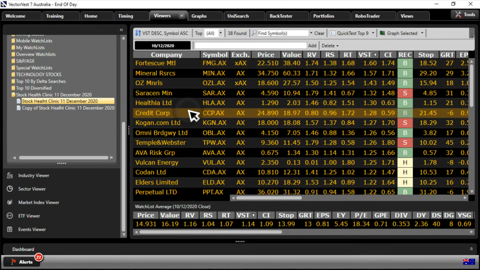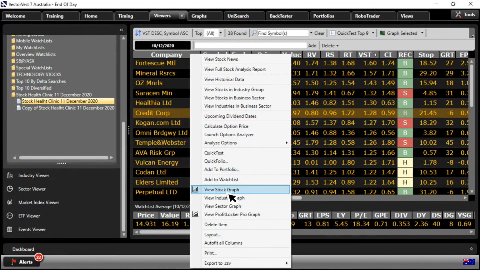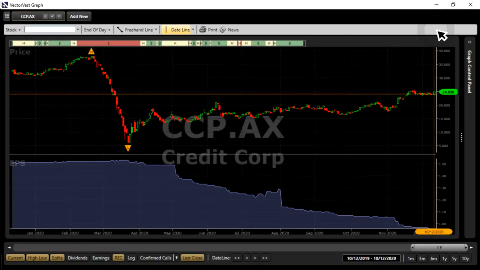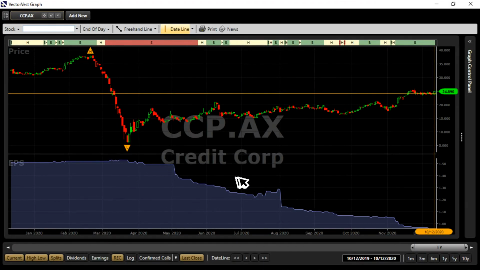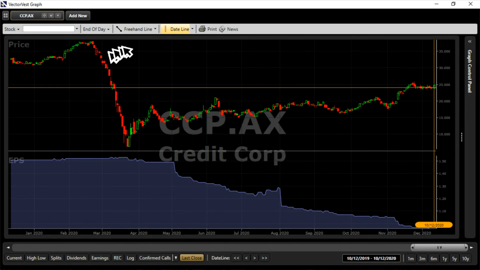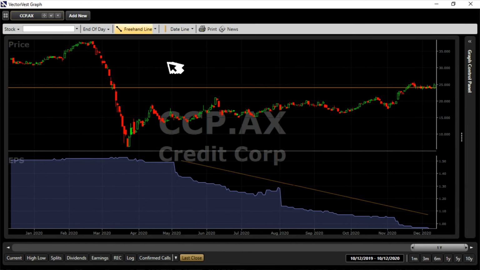All right, let's go look at Credit Corp. So right click here, view stock graph. It's just another way of doing it. Does that make sense now? Where is Credit Corp's earnings going at the moment? Let's not worry about these other indicators for now. Its earnings are declining. Falling earnings will lead to a falling share price. Now at the moment it's tilting to the upside, but don't fool yourself. If those earnings continue to decline, eventually that price is going to have to follow suit. Makes sense. The company can't continue to have falling earnings indefinitely. The price will catch up with it.